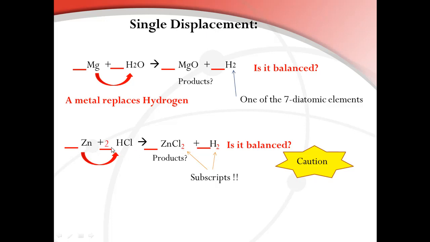So we'll need to put a 2 here in front of the HCl. Right? So now we have 2 hydrogens in the products, 2 HCl molecules, so 2 hydrogens in the reactants. This 2 also applies to the chlorine. That's good because now we have the chlorines balanced. So this equation is balanced with just the 2 in front of the HCl.